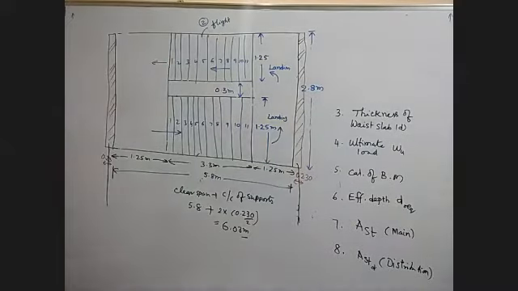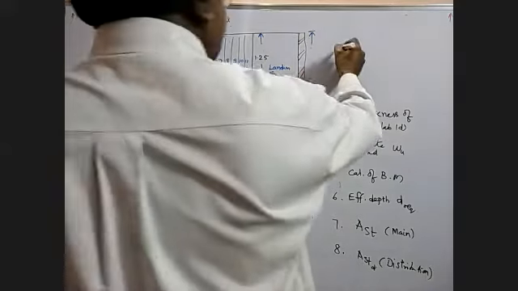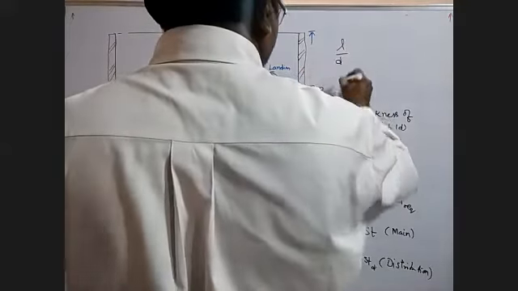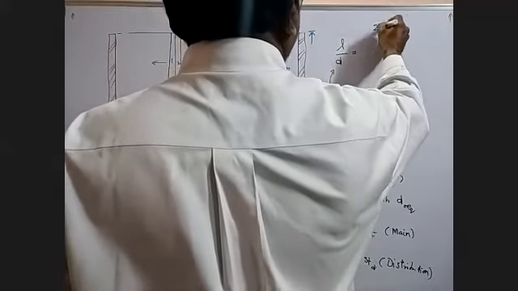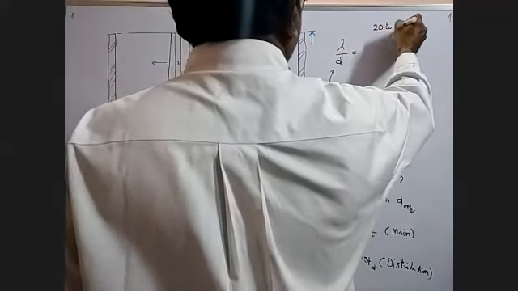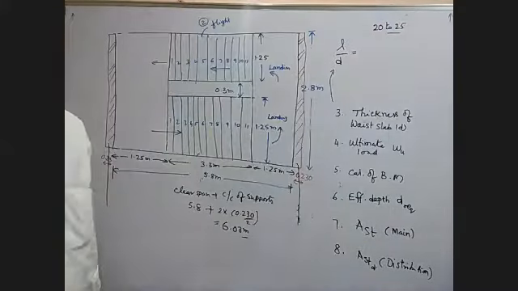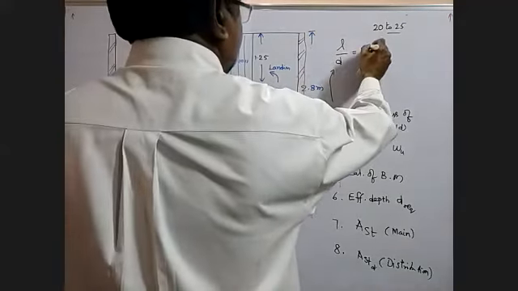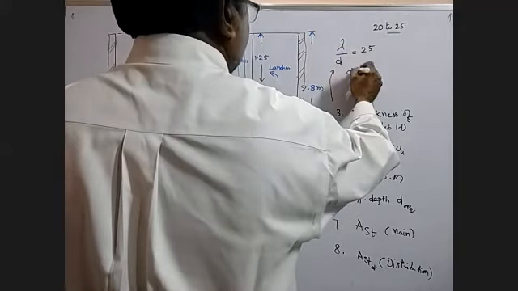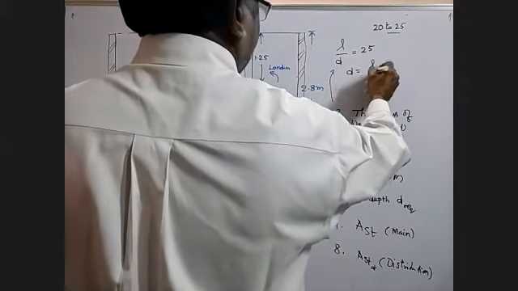The third step is the thickness of the waist slab. D is equal to L by D ratio. L by D is equal to 20 to 25. The value should be in between 20 to 25. Let us take 25. Now D is equal to L by 25.